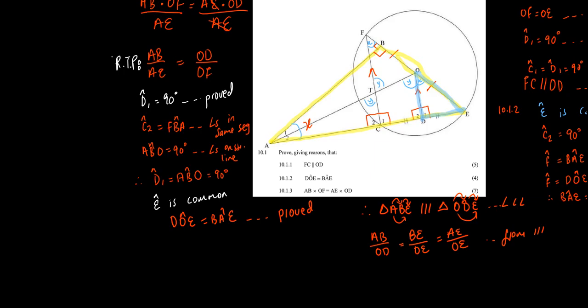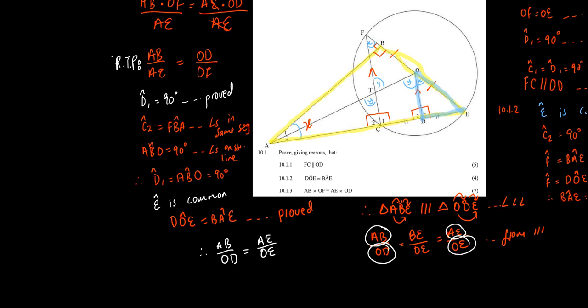Then from there, that's when you locate these ones now. AB is here, AE is here. Now we want to prove it. And then OD is here, and then OF. We don't have OF, but we know OF is OE, right? So we can just take that one and say, therefore, AB over OD is equal to AE over OE.